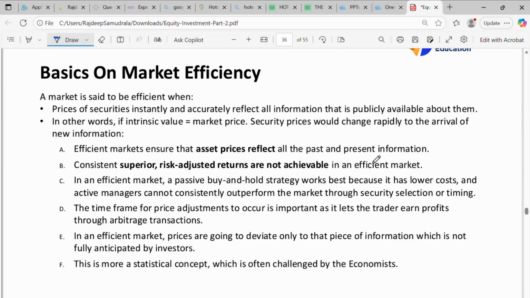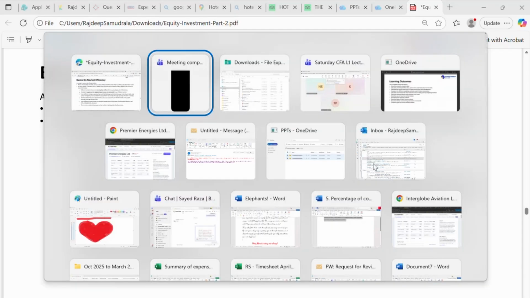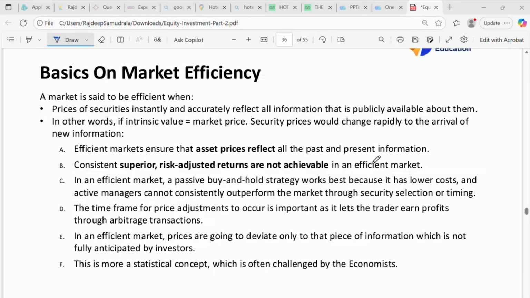Clear? Now, what exactly is efficient? When the prices of the shares in the market are reflecting all the information that is publicly available, that's called an efficient market. Clear? There's a sound disturbance somewhere. Someone's trying to say something. Right. So when all the information is truly reflected and incorporated in the prices, then that's called an efficient market.